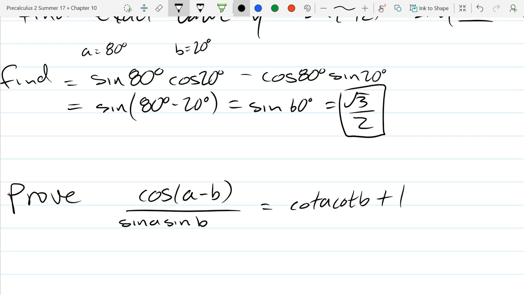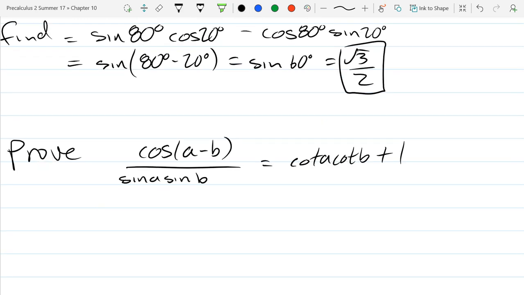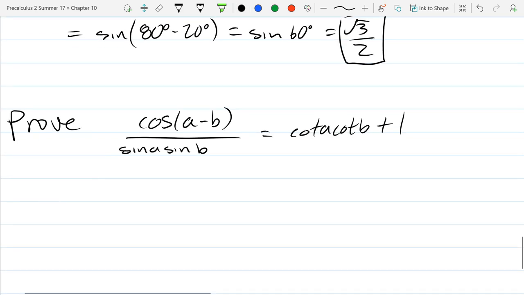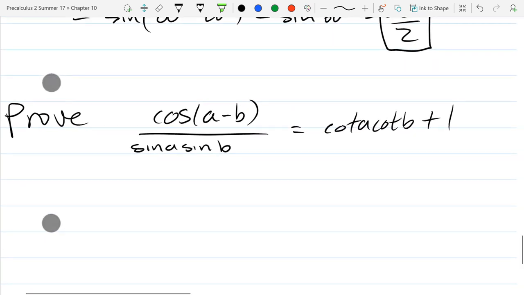Generally, these identities are going to have two or more angles in them. Not all the time, but a lot of times. So you have to be careful. Make sure you write down A when you should write A, B when you should write B. Don't switch them around. I'm double checking right now that I wrote everything down correctly.